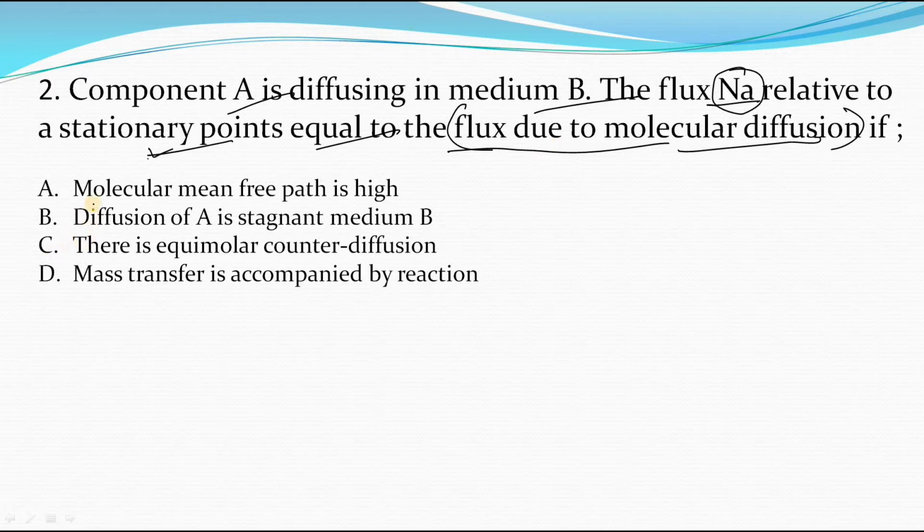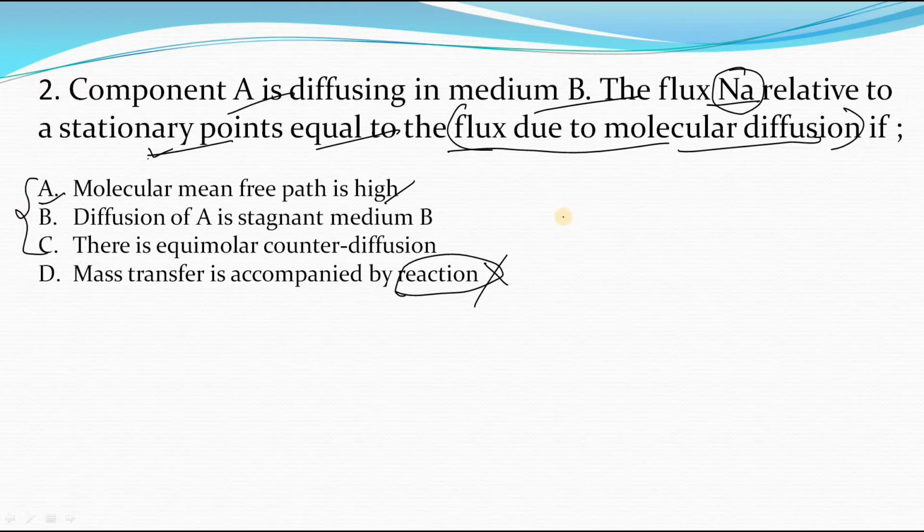So here are four options. A is molecular mean free path is high, B is diffusion of A in stagnant medium B, C is there is equimolar counter diffusion, and D is mass transfer is accompanied by reaction. So this option will be eliminated because the term reaction is coming, and mass transfer is a unit operation, so it will not involve any reaction. So now we have only three options.